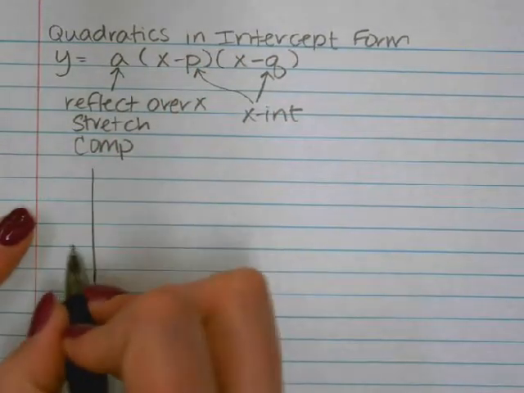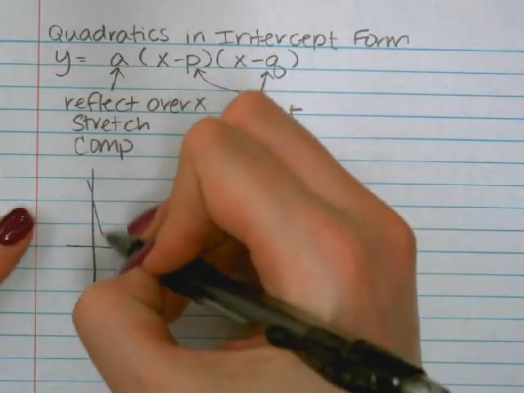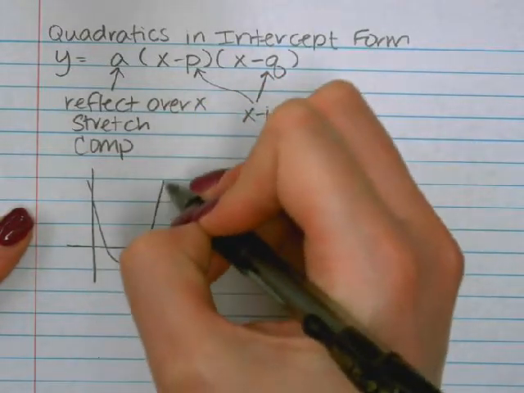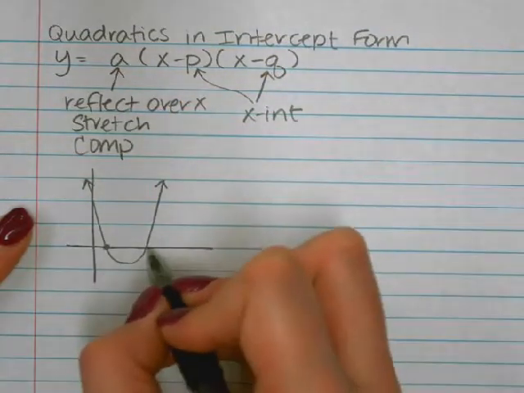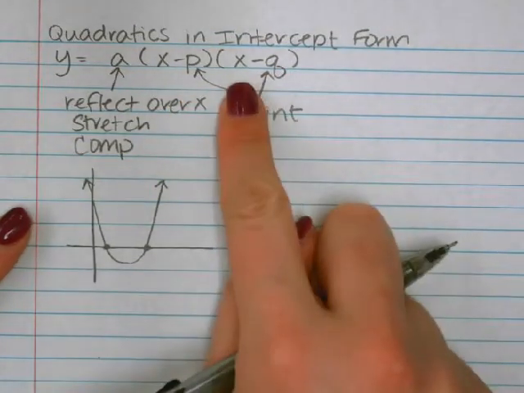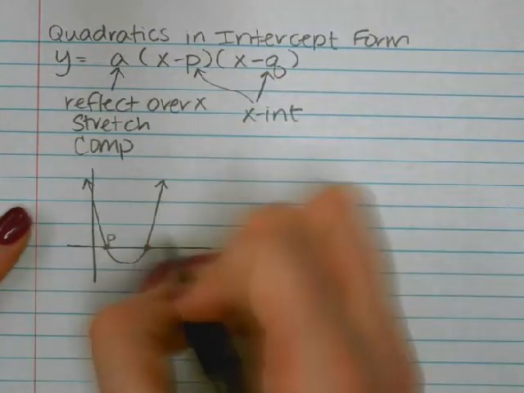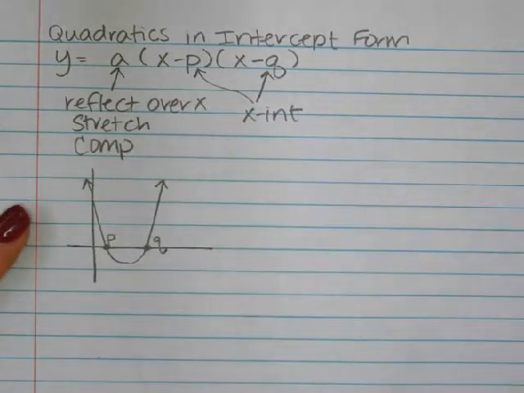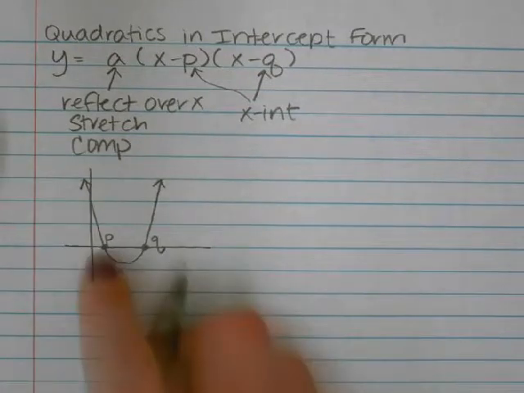So when we sketch a picture of the graph, we're going to draw a little quadratic here and label some things. So here's my two x-intercepts. Since my formula has negative and negative, I'm going to say that those are both positive because you do the opposite sign to get it outside of that parenthesis. So our x-intercepts are p and q.